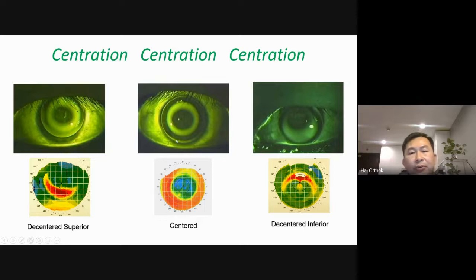And here is the summary of good fitting, superior decentration, and inferior decentration. How do you see superior decentration? The lens is too flat compared to the cornea. You can see the lens is too flat, so it is only touching the steep part of the cornea, and it opens up the other portion of the lens because it's too flat. And in this one, the lens is too steep. It causes a lot of vaulting on the portion part of the lens.